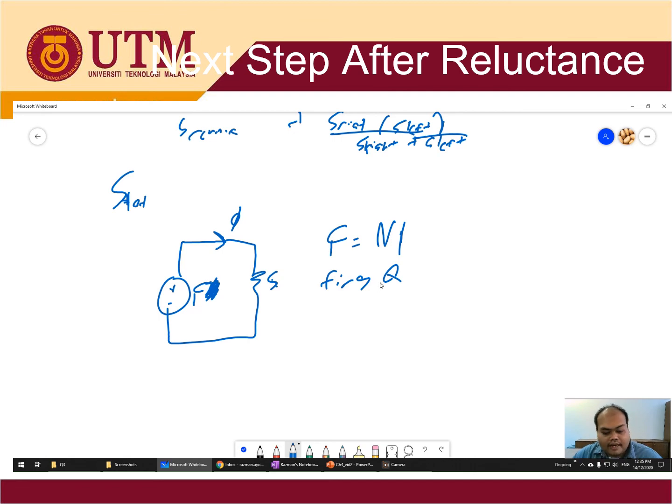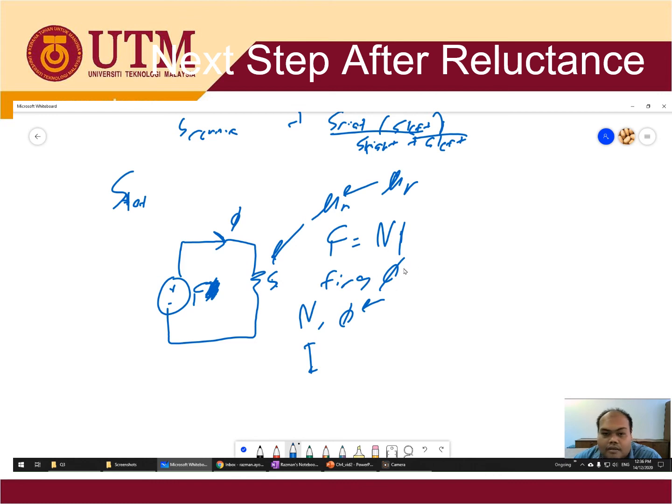Sometimes the question gives N and I, and you already calculated S, and then you find the flux. Or they give N and the flux, and they want you to find the current needed to get that flux. Sometimes they don't give mu r, so based on the other values given you have to find mu r, or maybe the area. So basically you have to play around with these parameters.